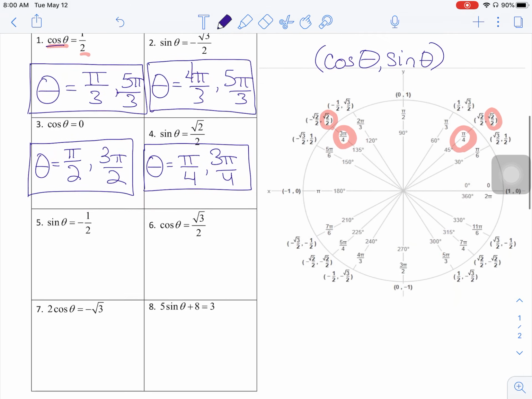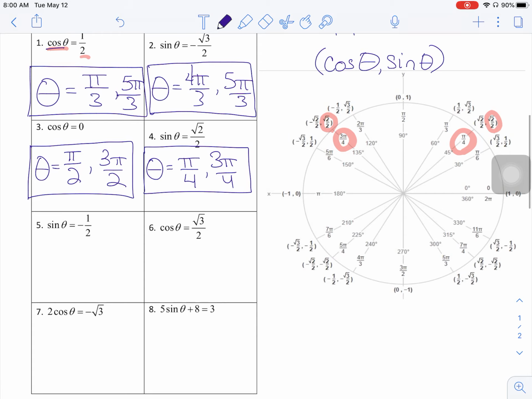Okay. Roll down so I can see what I'm doing here, and I'm going to delete my little highlighter bits. Okay, so sine again. Sine, remember, is your y values, and we want sine of theta to equal negative 1/2. So I'm going to roll over here. All of these sine values are positive, but these sine values are negative. And right here is my negative 1/2.